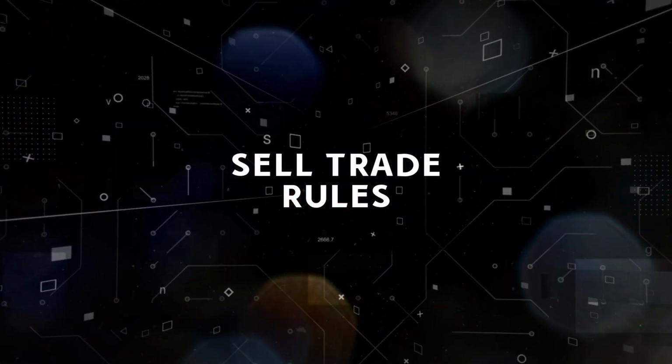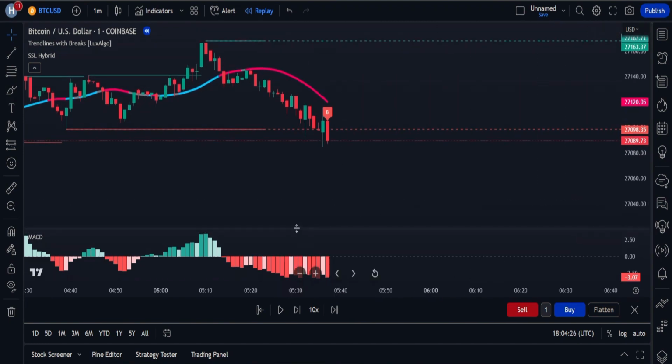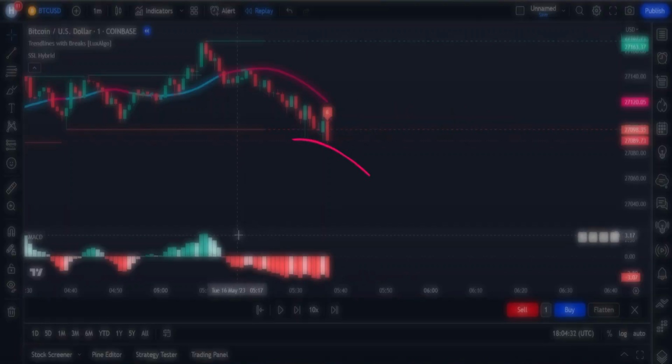Sell trade rules. When it comes to selling, we have a different set of rules to follow. First, we want to see the price action close below the red SSL hybrid line, and the line should be red. It's a clear sign that things are heading in the bearish direction.